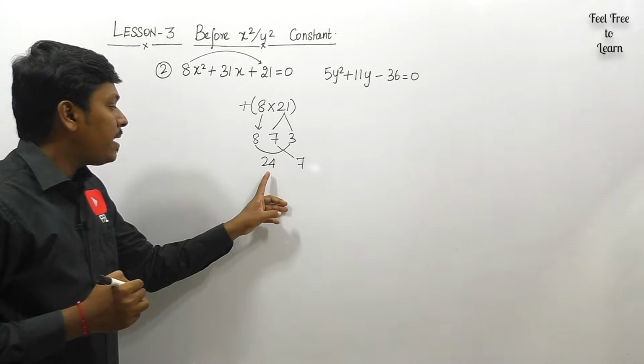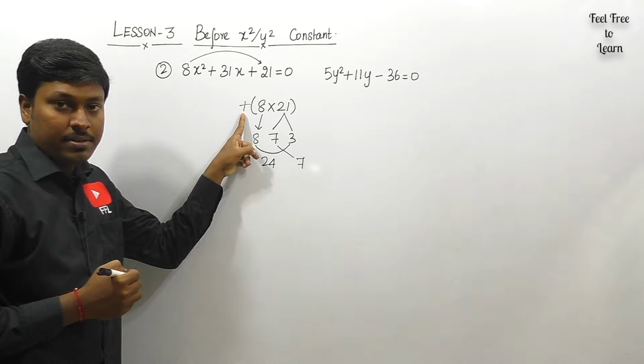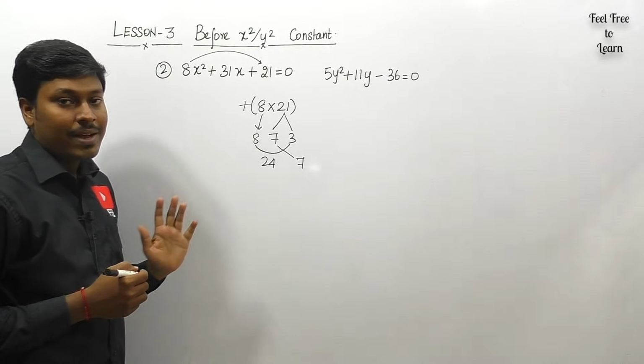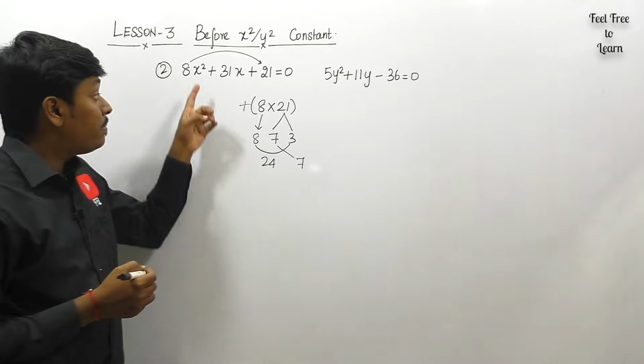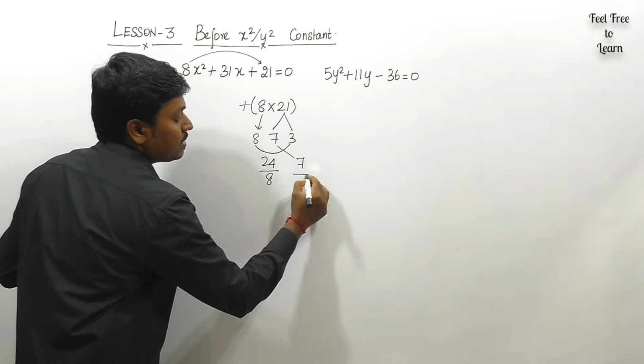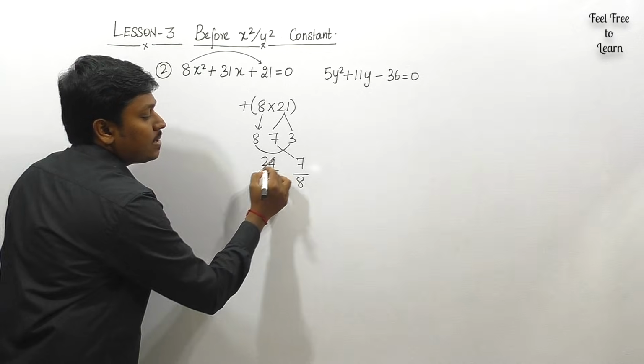So when we multiply both the numbers, the resultant will be positive. When we add both the numbers, the resultant will be 31. So finally we got the factors, that is 24 and 7. But before x square we have a constant 8. So divide this by 8 and divide this by 8. So 1 8s are 8, 8 3s are 24.